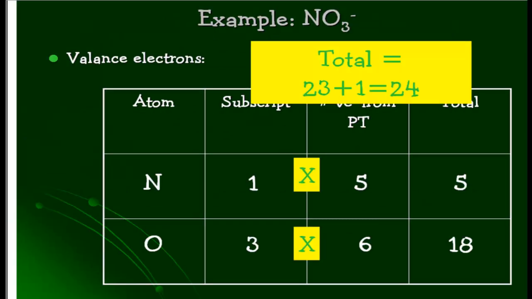So let's look at an ion. Nitrate. Nitrate is NO3. So we have 1 nitrogen, 3 oxygen. We look at our periodic table. We see that nitrogen is in column 15, so it has 5 valence electrons. Oxygen is in column 16, so it has 6. Now, when we multiply those out, we see that we get 23 electrons. Now, because this is a negative ion, we add 1 electron, and we get a total of 24 valence electrons.